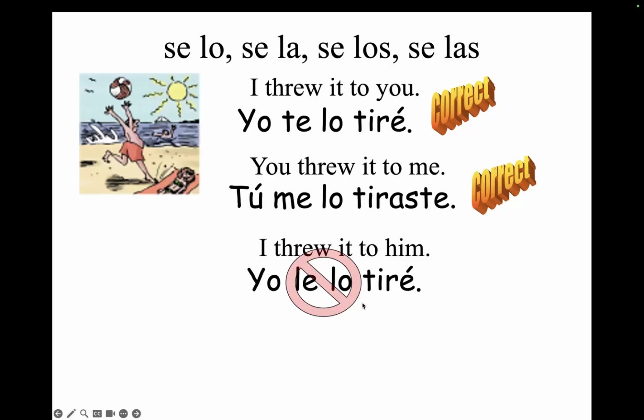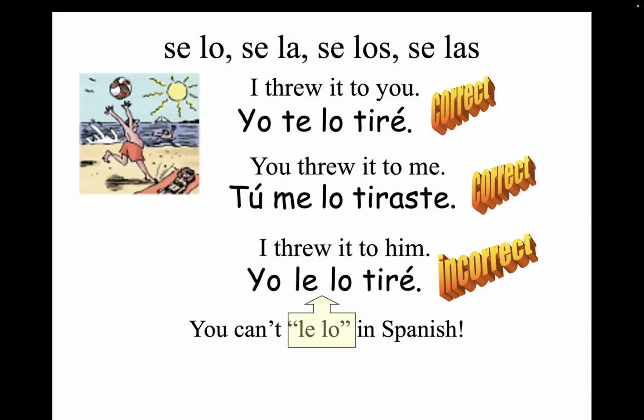But what's the problem here? We cannot say "le lo" or "le la" or "les lo" in Spanish. When both pronouns start with an L, we cannot do that. So what do we do instead? We replace the indirect object pronoun "le" with "se." You can't say "le lo" in Spanish. That's exactly what it says down here at the bottom, right? That's pretty funny. We say "yo se lo tiré," "se lo tiré." All right? Still with me? I know, it's weird.